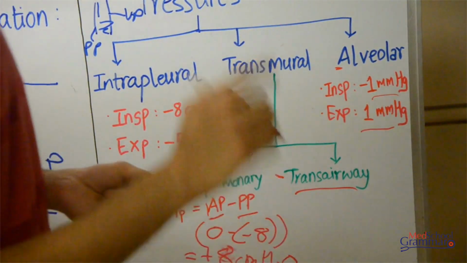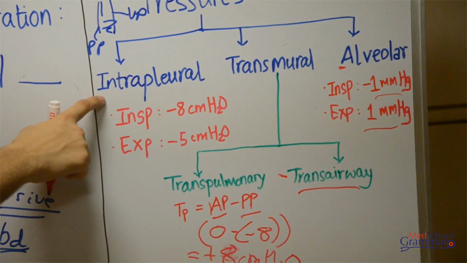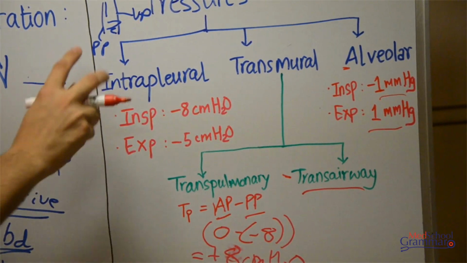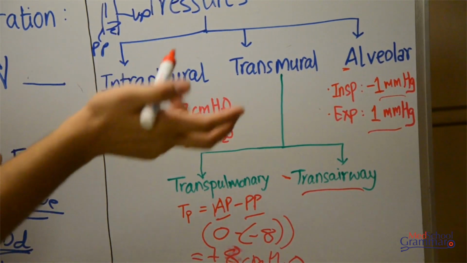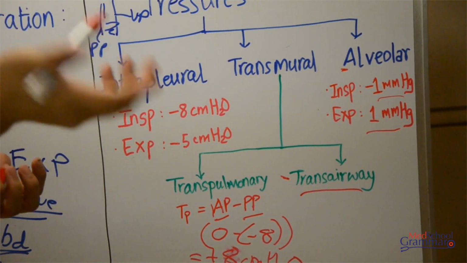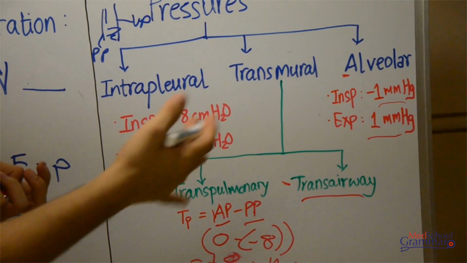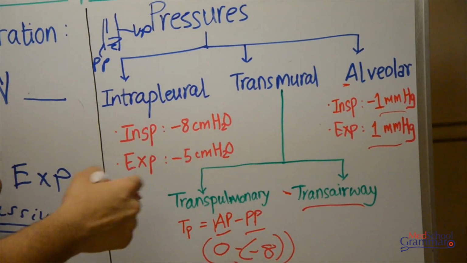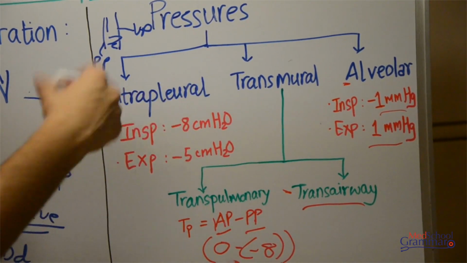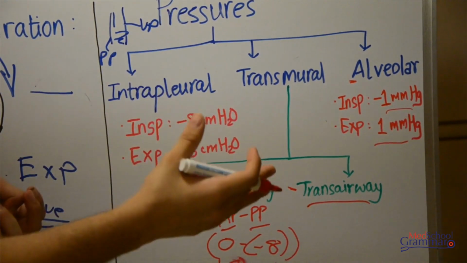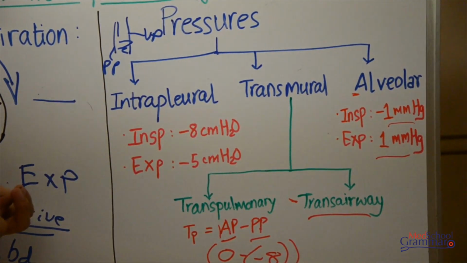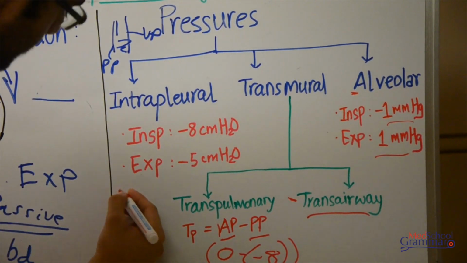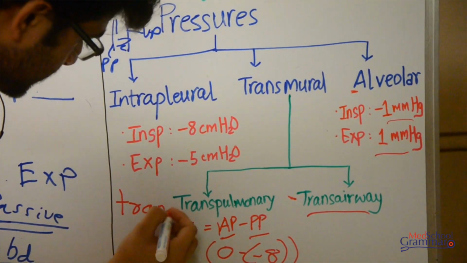Now, one more thing about intrapleural pressure, I forgot to mention over here: the intrapleural pressure does not just specify the pressure difference across the pleuras. It also helps us to know the pressures between different sites, like the pressure difference across the interstitial zone, the pressure across the esophagus. It also helps us to know the transesophageal pressure.